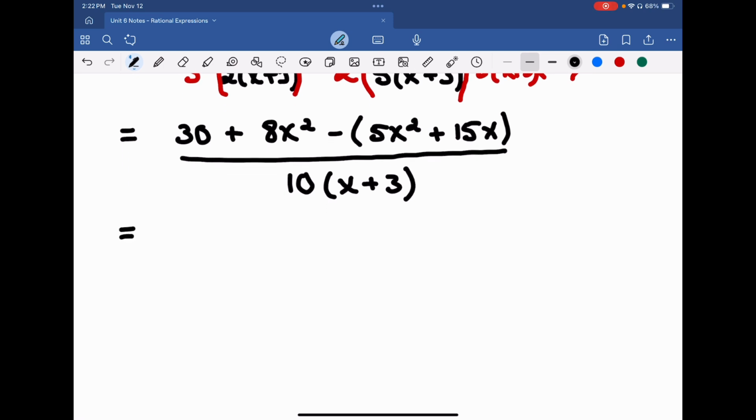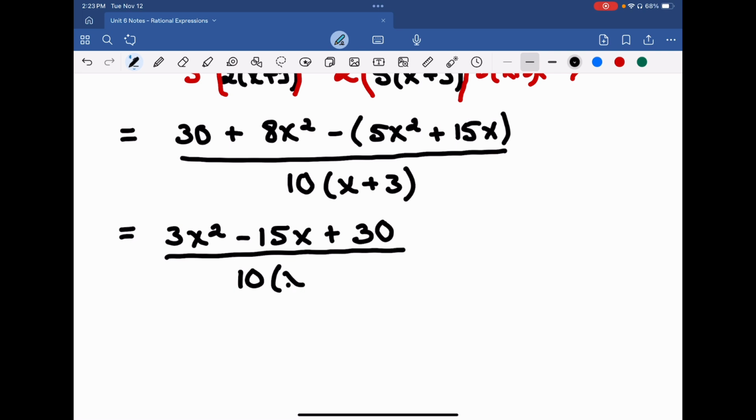So if I do that, we're going to take 30, which is a constant term. It's going to remain unaffected. 8x squared minus 5x squared is 3x squared. Then we're going to put our negative 15x, which is from our expansion of that negative, plus 30, because there was no other constant terms to bring. And then this is going to be divided by 10x plus 3.